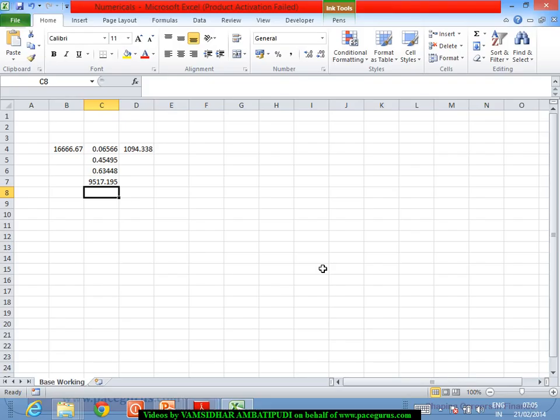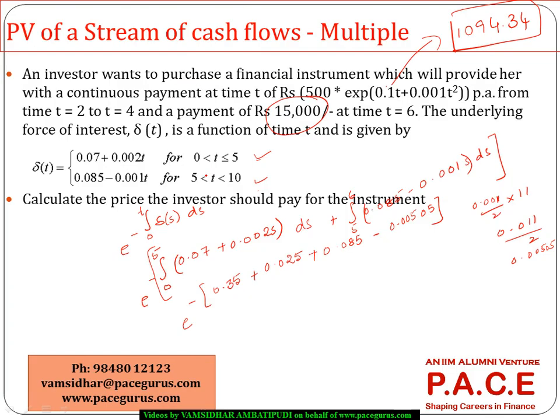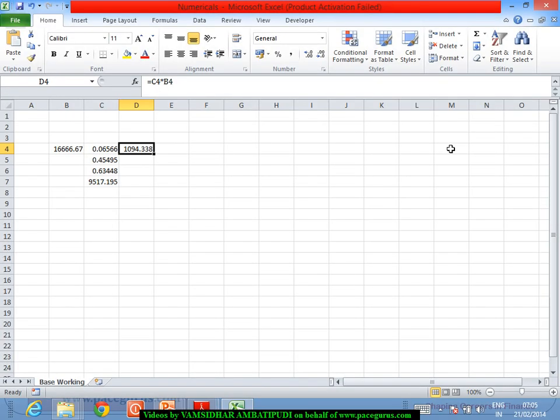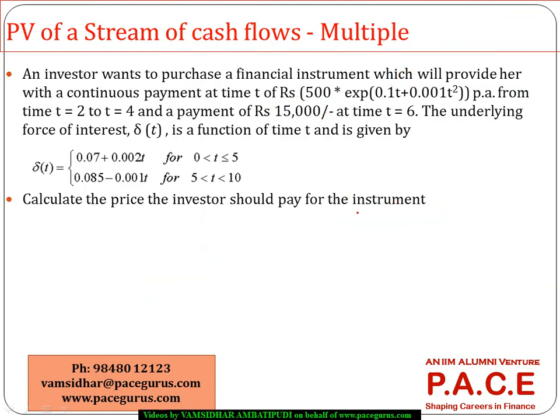So this is the cash flow present value corresponding to this 15,000, whereas this is the cash flow corresponding to this payment stream received between 2 to 4. So overall the present value of my cash flows is the summation of this along with this. So overall 10,611 should be the price which the investor needs to pay for the instrument which is having this kind of characteristics.